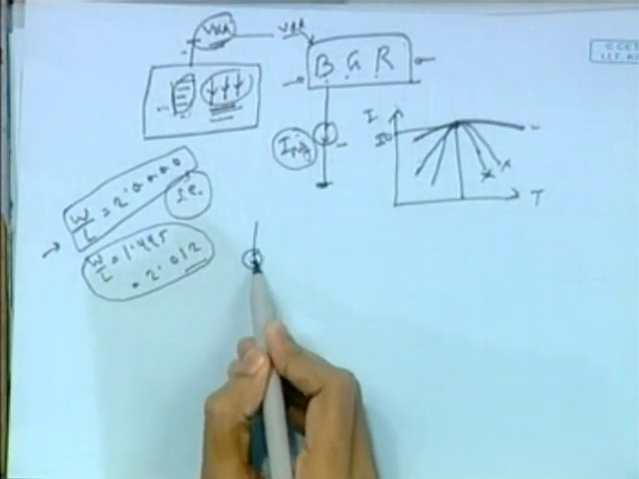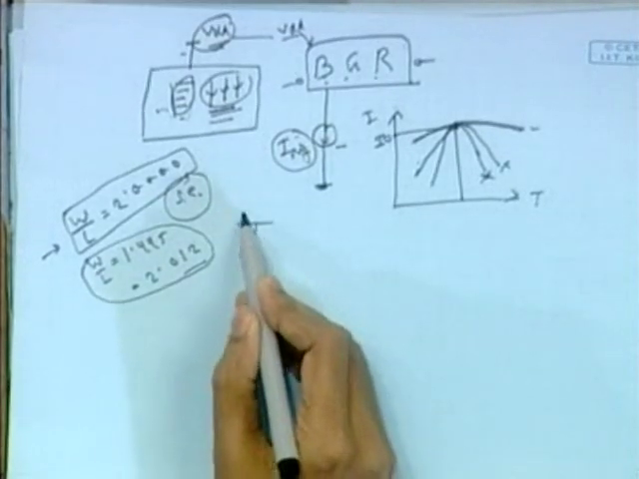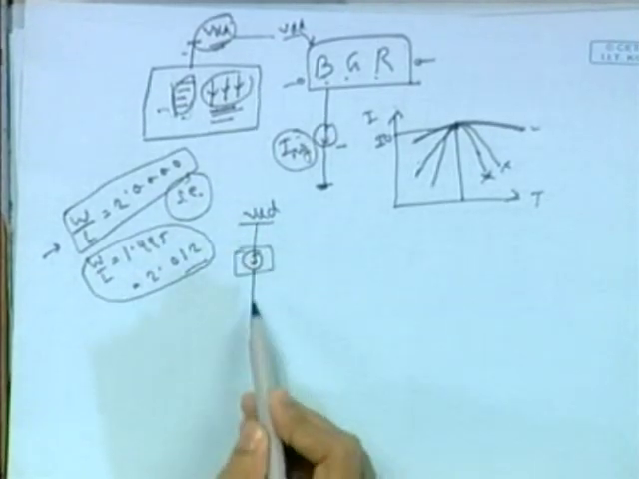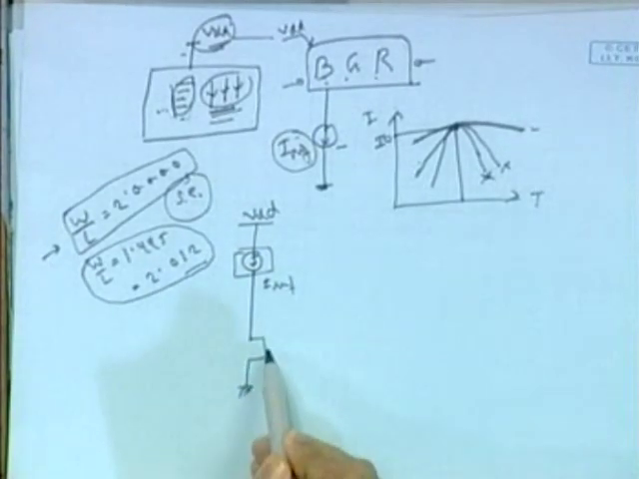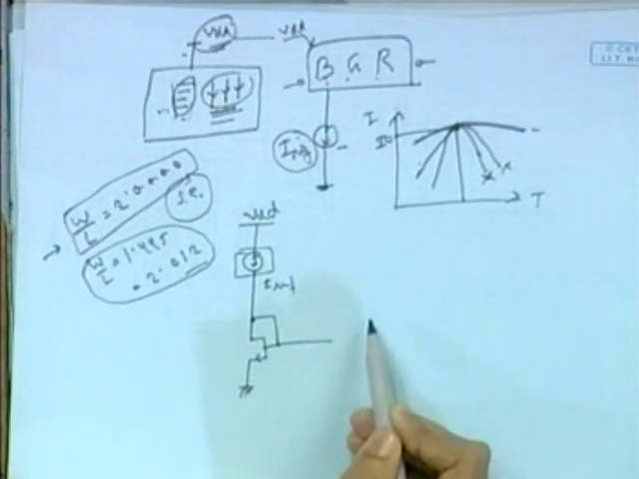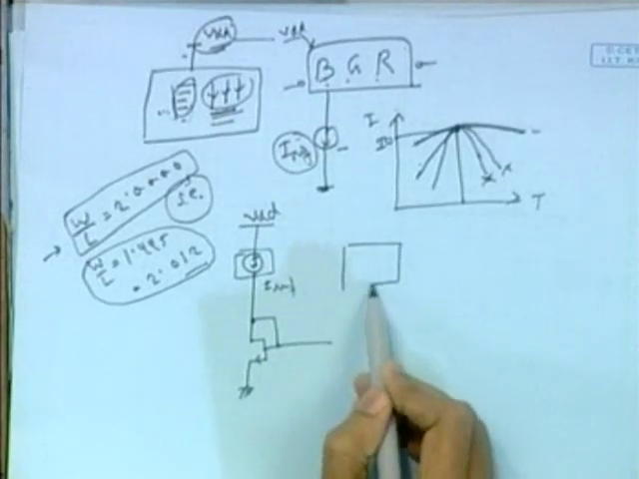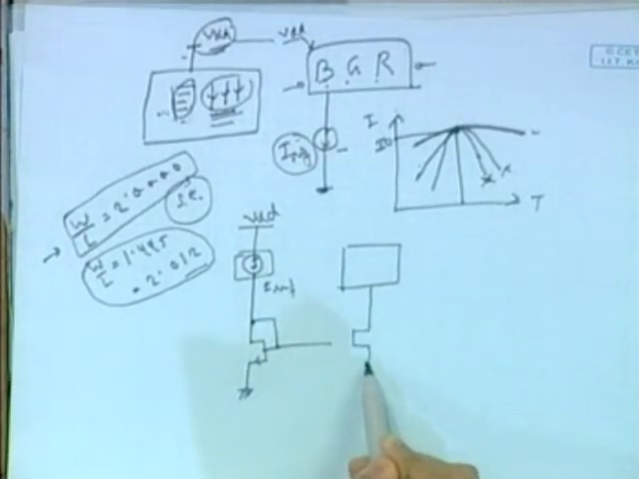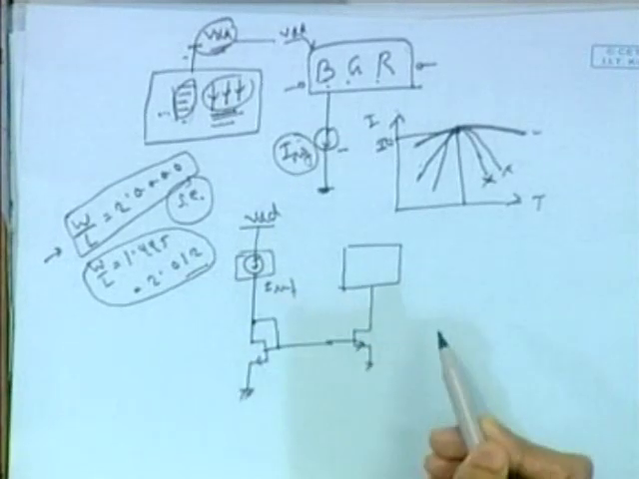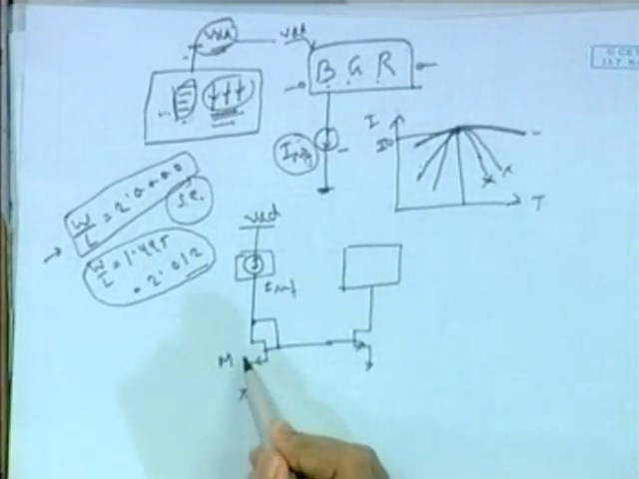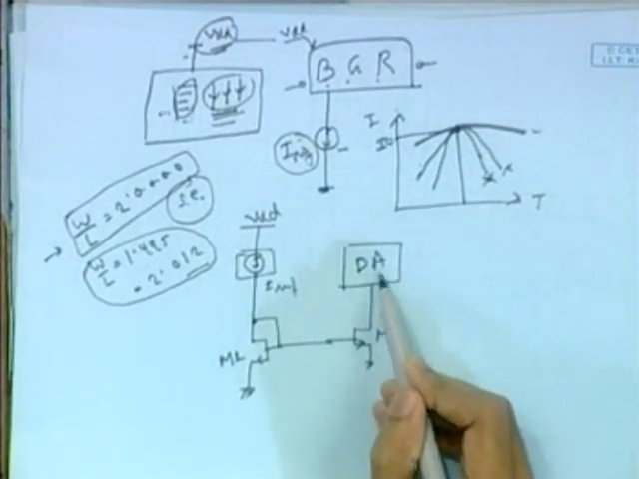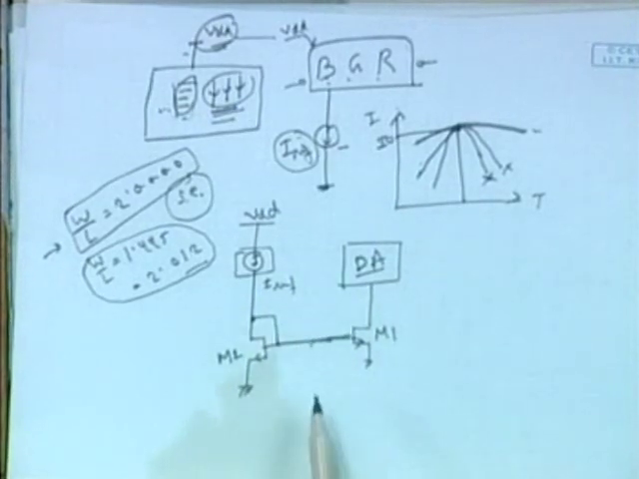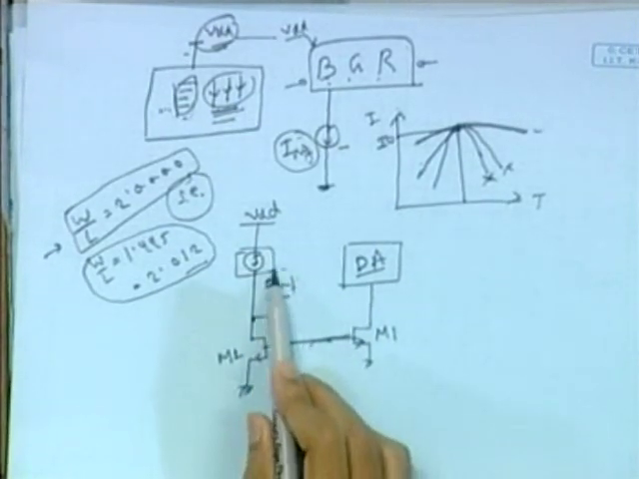So the basic topology will be like this. This is our BGR, the current generated by the BGR, VDD. Suppose the BGR is this one, generating IREF, and this is our MOS. This is a diode connected MOS. And suppose here our diff amp is sitting here, the tail current source is this. This is M2, this is M1. This is called the diff amp. Okay. So this IREF has to be reflected here.